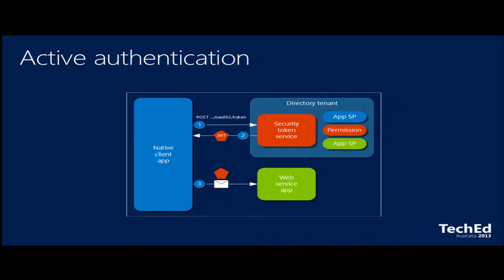Similar to the last scenario, once the user has signed in, the client application must post a request to the security token service that's being hosted in the Windows Azure AD tenant in order to acquire a security token, much like the previous scenarios. Once that access token has been acquired, it must be sent with all requests to the web service application.